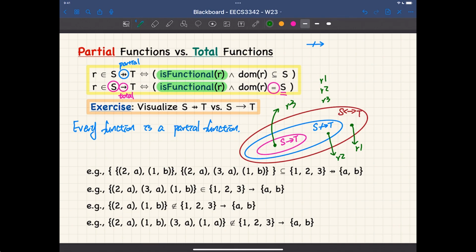All right, let's talk a little bit more. R1 over here is a relation which violates the functional property.